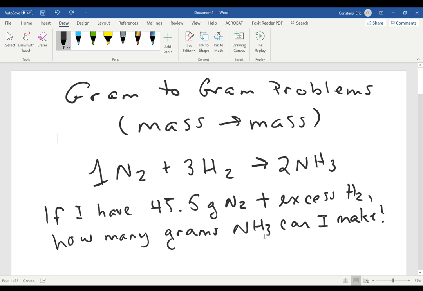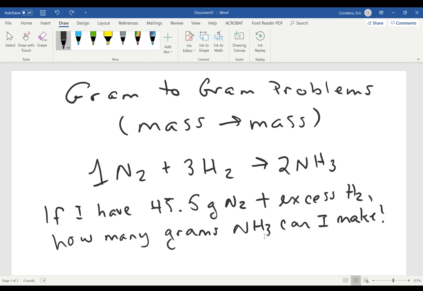Hi, today we're going to be doing mass-to-mass stoichiometry problems. That would be ones where you start with grams of one substance and you have to find grams of another substance. So far we've done mole to mole, mole to gram, gram to mole, and now we're going to do a little bit more in terms of figuring out how much stuff we can make with a reaction.